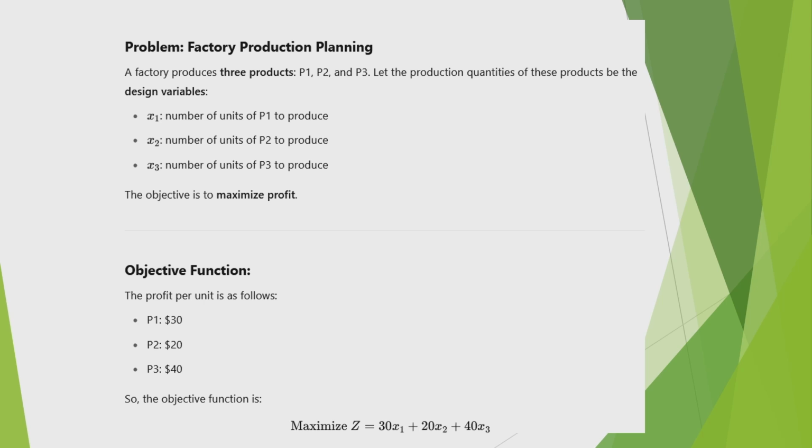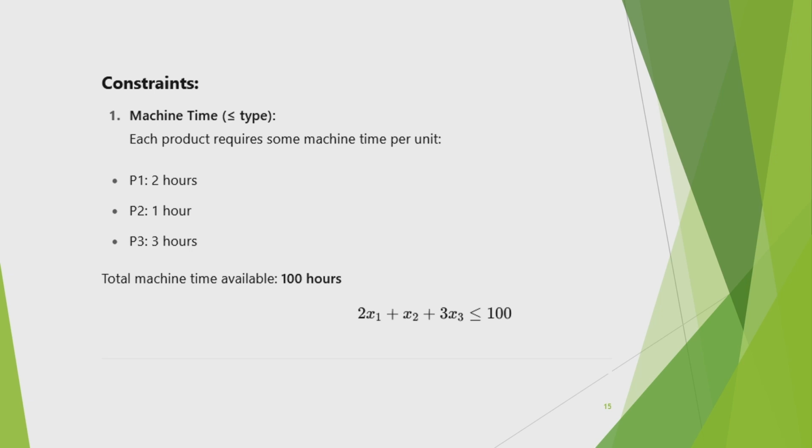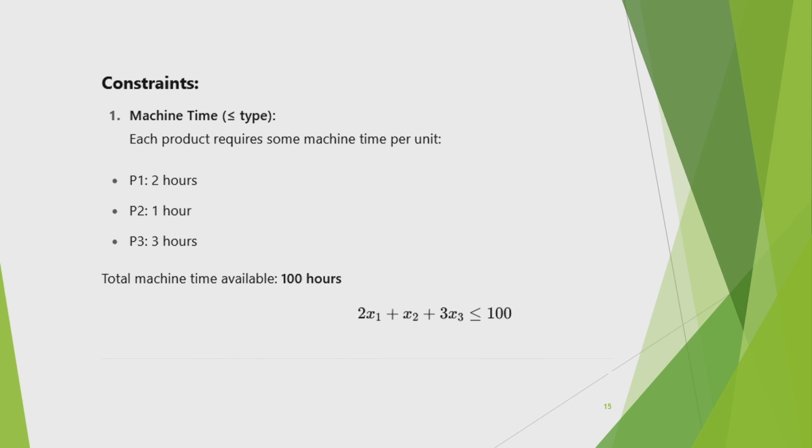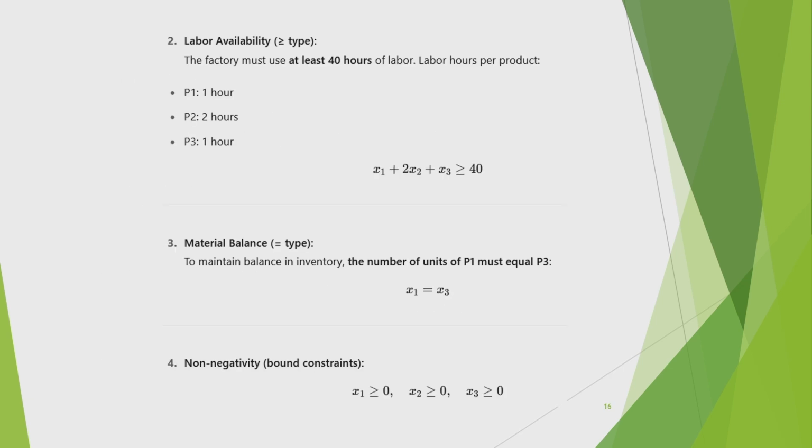So we can have an objective function. First you make the objective function. Suppose we know the profit per unit, so z is equal to 30 times x1 plus 20 times x2 plus 40 times x3. Then you put the constraints. Suppose you have a constraint on machine time. Each product requires some machine time. P1 needs 2 hours to make 1 unit, P2 needs 1 hour, and total time is 100 hours. So 2x1 plus x2 plus 3x3 is smaller than or equal to 100.